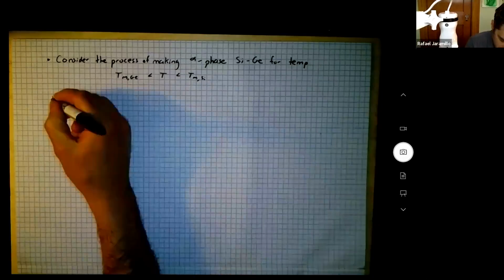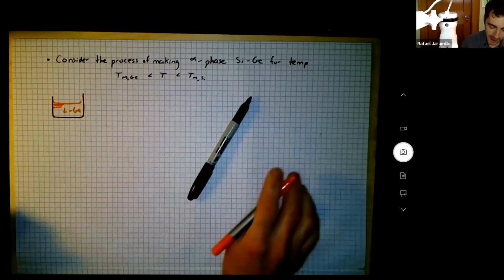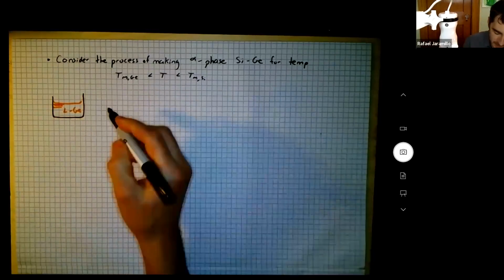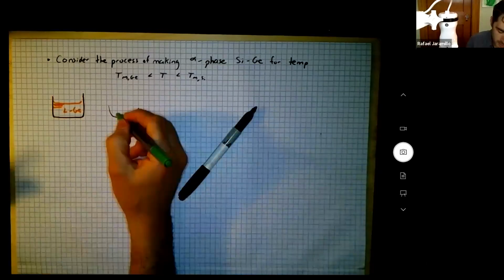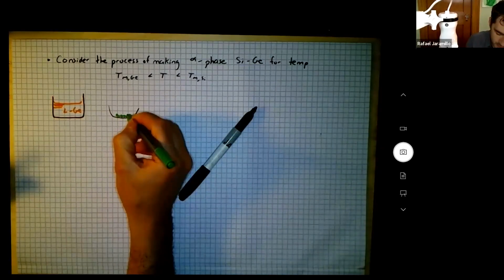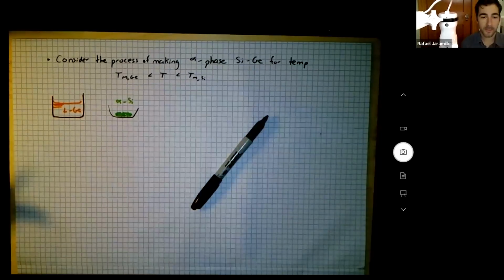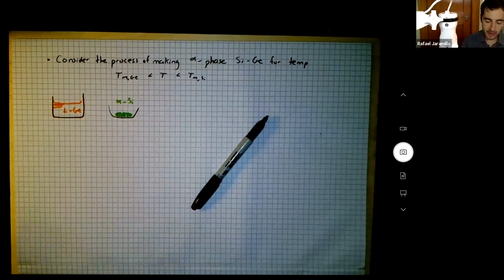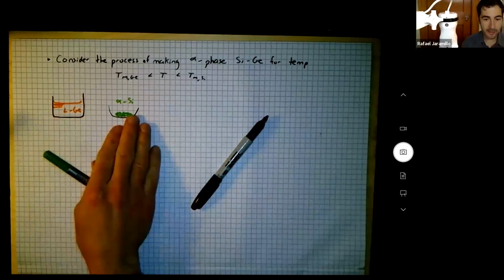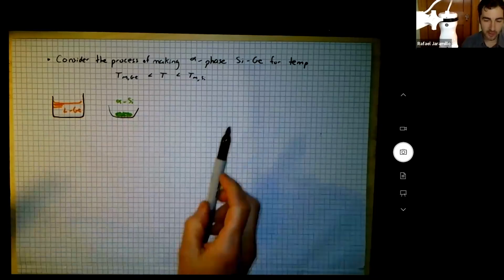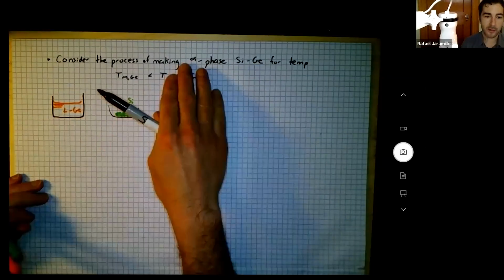Sorry, that's not so clear. Here's a beaker of liquid germanium, and let's say a crucible of solid silicon. That's my starting point. I'm at this high temperature. My pure components are liquid germanium and solid silicon. And let's imagine a process that converts this starting system into an alpha phase solid solution.